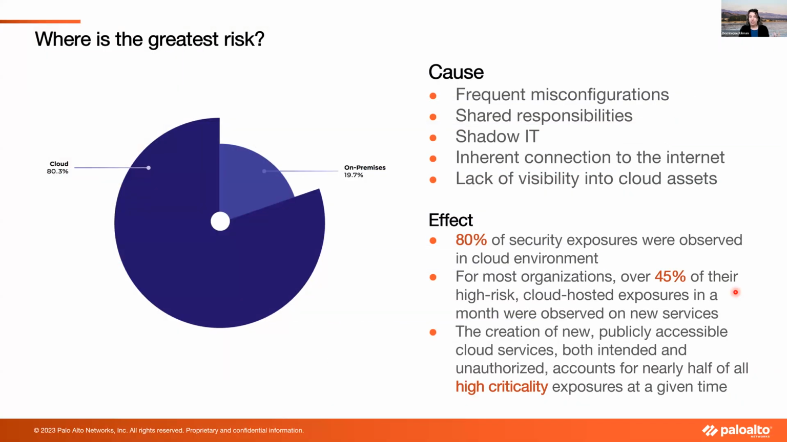So the greatest risk that we see, so we're looking at all of those exposures, 80% of them are in the cloud. So your cloud environment is actually fairly exposed, and 45% of those high risk exposures were on those new services. So again, we're talking about that 20% new services accounting for almost half of the vulnerabilities and exposures that you see. And that's just because it's so easy to put something out that doesn't have your full configuration and lack of visibility. Cloud is always connected to the internet.